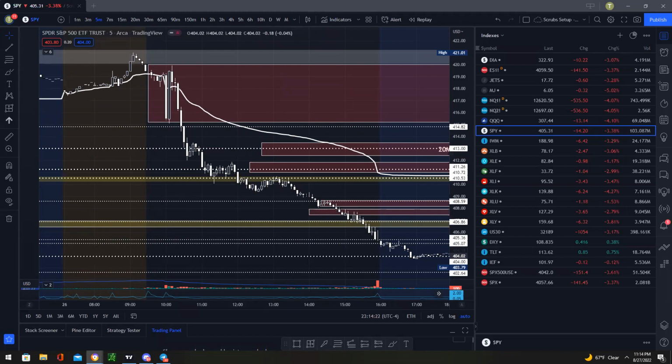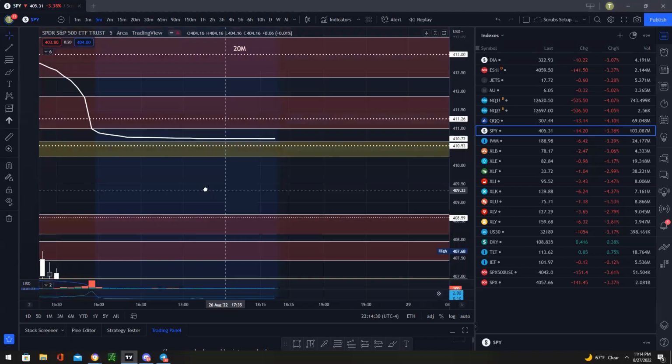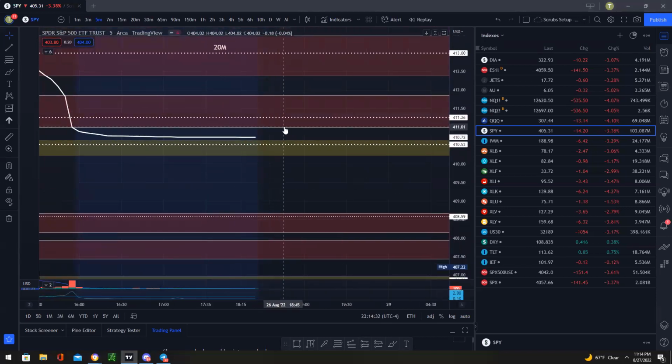How can I use volume as confirmation for entries and exits? Good question. You want to look for follow through. If you see some sort of a rejection here out of a supply zone and you see volume step up, and you see a follow through, you see more volume step up, that's usually a good confirmation to enter a trade.